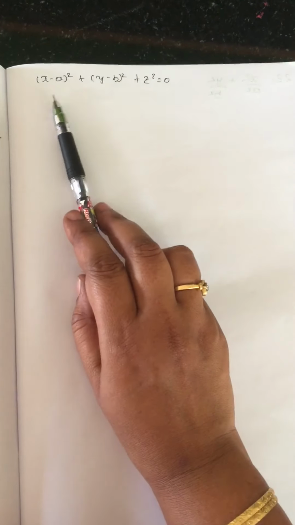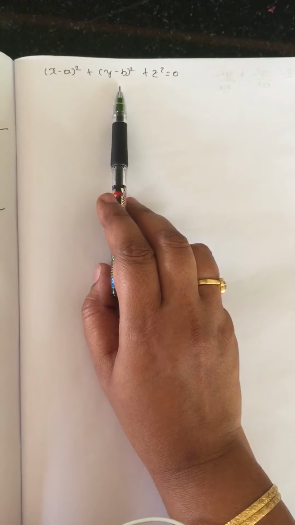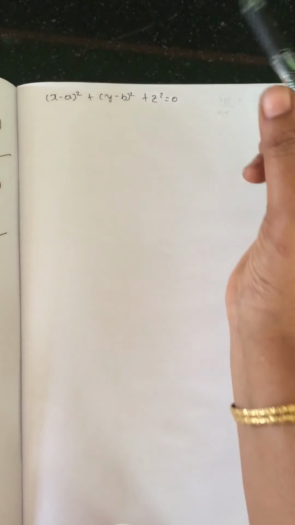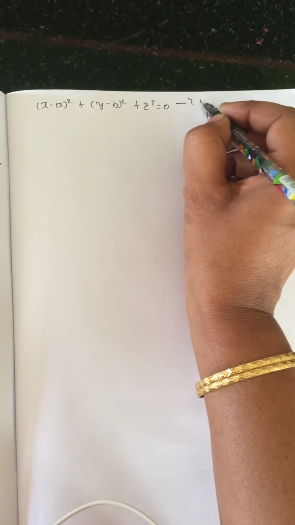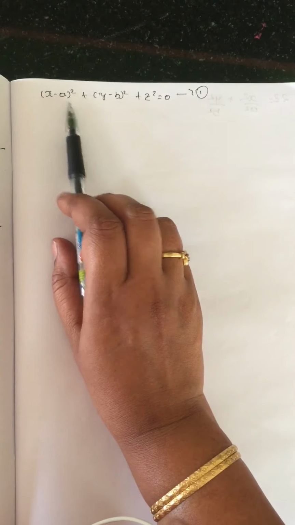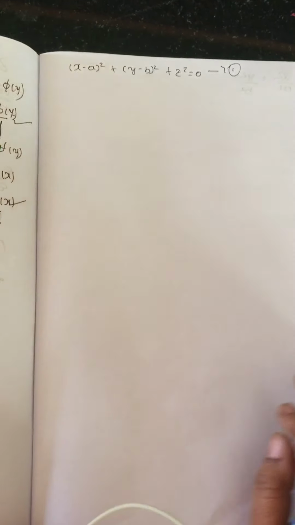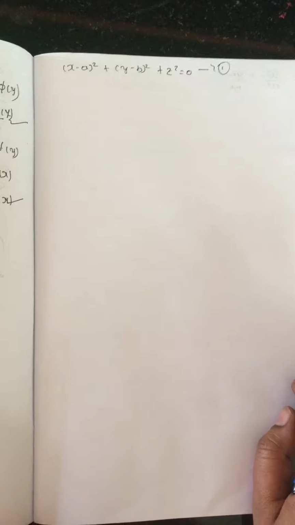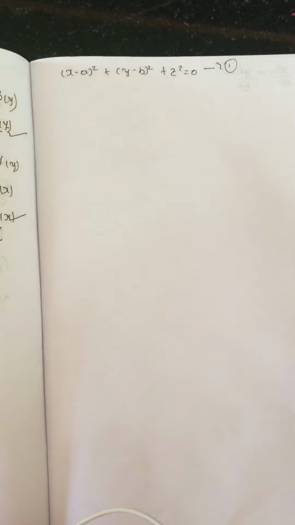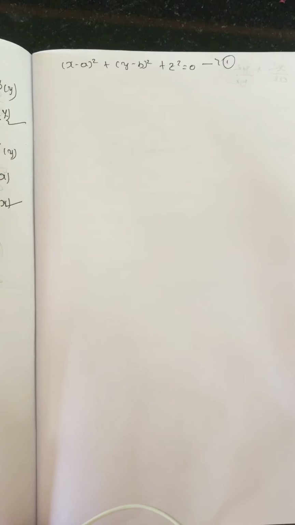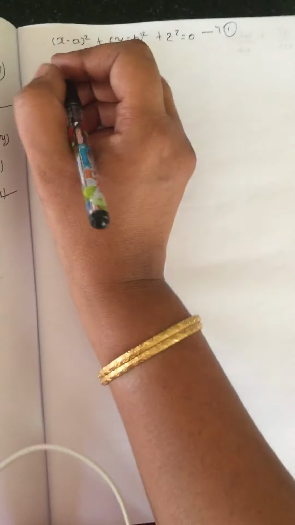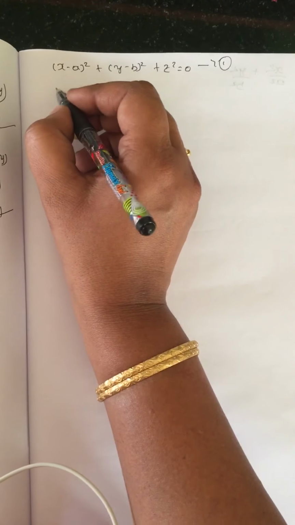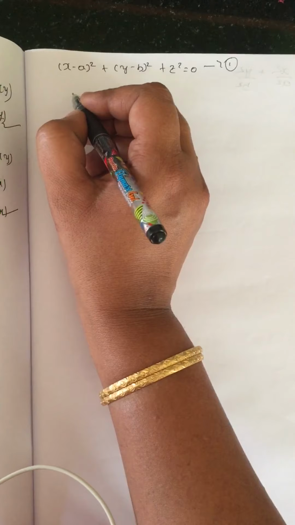Okay. Now, I take another problem. Here in this problem, (x minus a) whole square plus (y minus b) whole square plus z square is equal to 0. Call it equation number 1. Here in this problem, a and b are the arbitrary constants. We need to eliminate the arbitrary constants. So first, directly find ∂z/∂x and also ∂z/∂y. Differentiate z with respect to x.